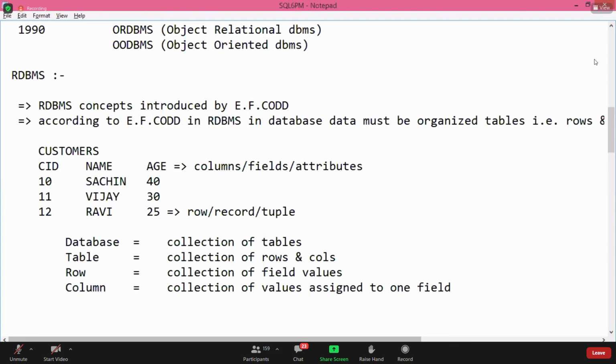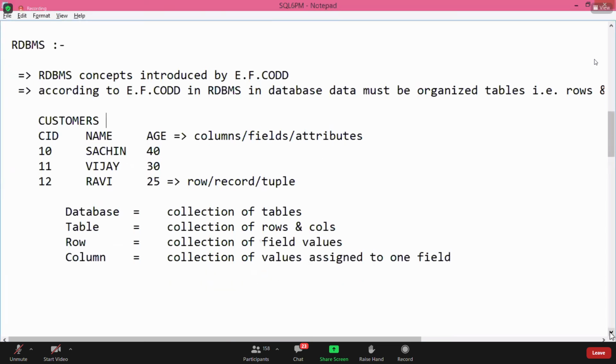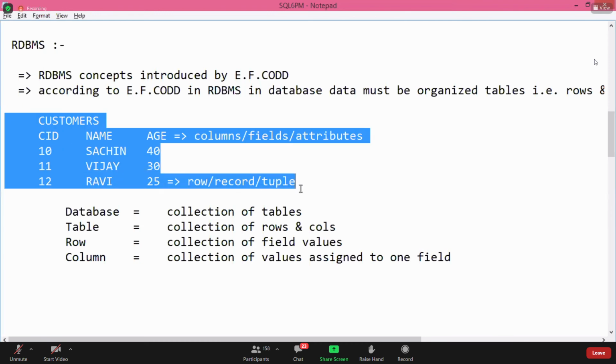If you go to real-time databases, suppose there is a project, Tata Motors maintains a database. In the database, how many tables are there? 2000 tables are there. That database contains 2000 tables.